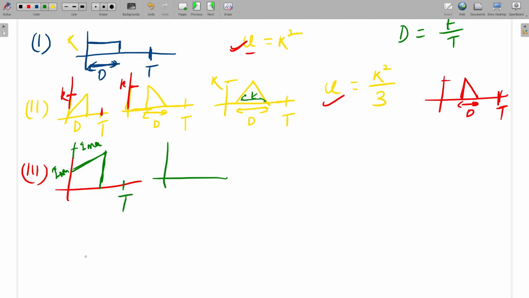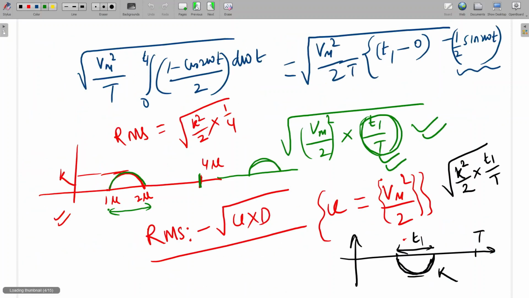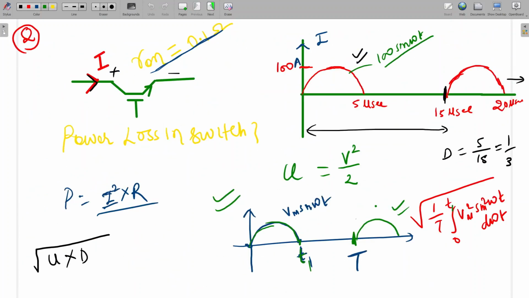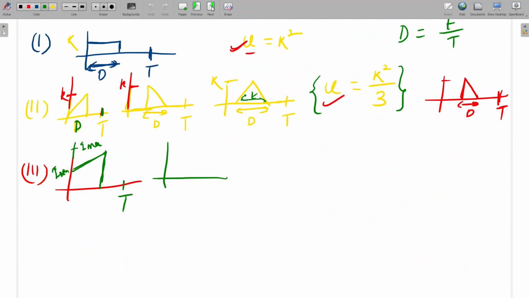In the second case, how do you write U is equal to K square by 3? Where did the value 3 come from? You can derive this. You can take any value and apply this formula. Whatever short tricks I'm telling, I have derived here for sine wave. Similarly, you can take any triangle and derive it. Since you are asking, I will derive one.